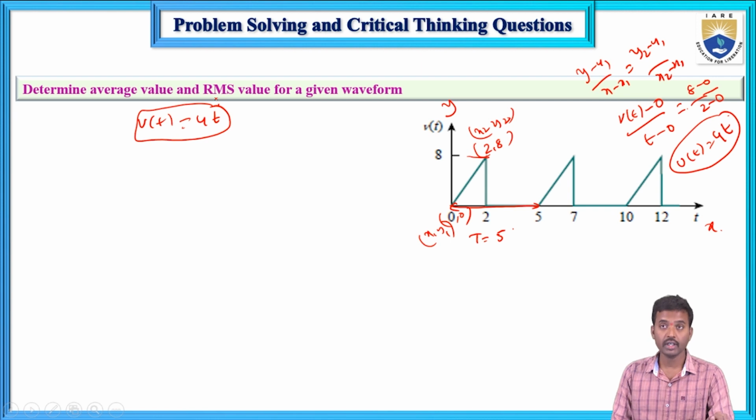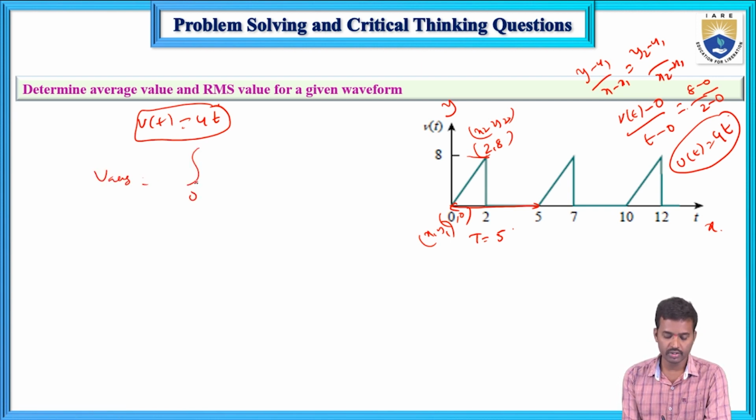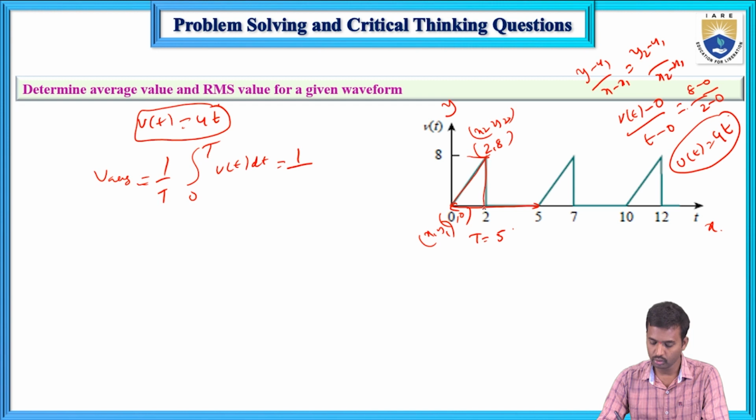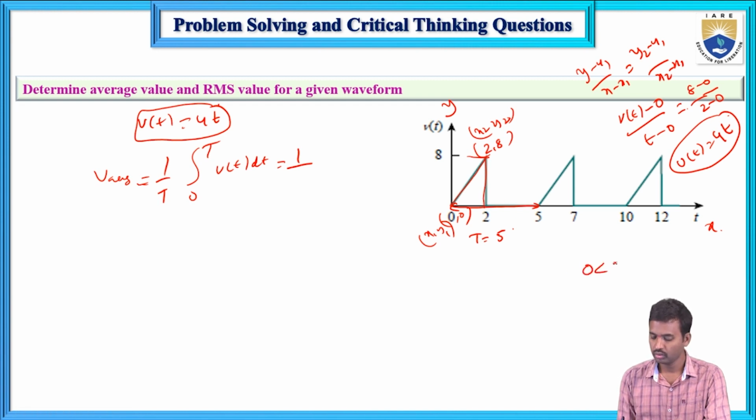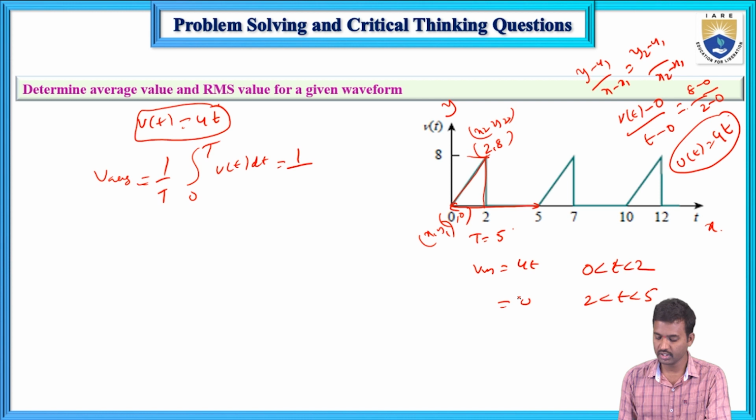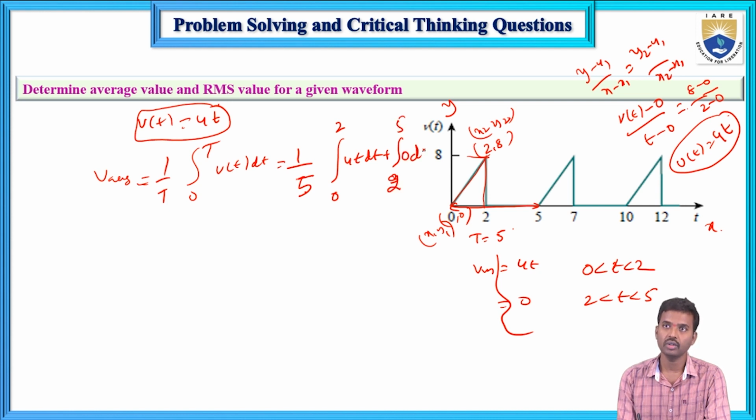So now how will you calculate V average? It equals the integral from 0 to T of 1 by T times v of t dt. What about the time period? This one is divided into two parts: from 0 to 2, the value is v equals 4t, and after that from 2 to 5, the value is 0. So you can represent this, with time period 5, as the integral from 0 to 2 of 4t dt plus the integral from 2 to 5 of 0 dt, and this is completely divided by 5.